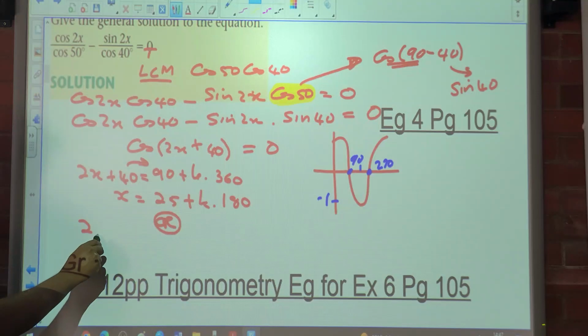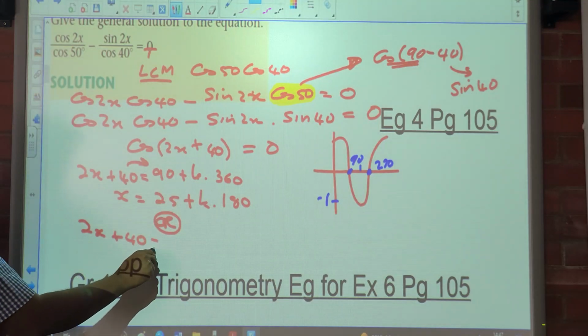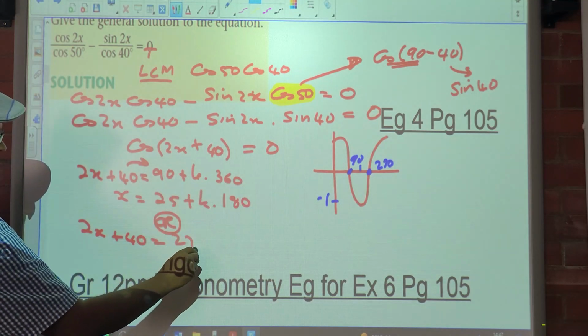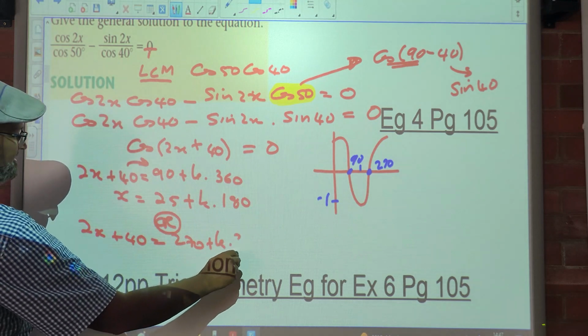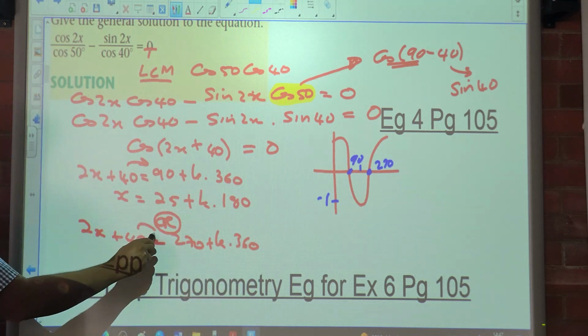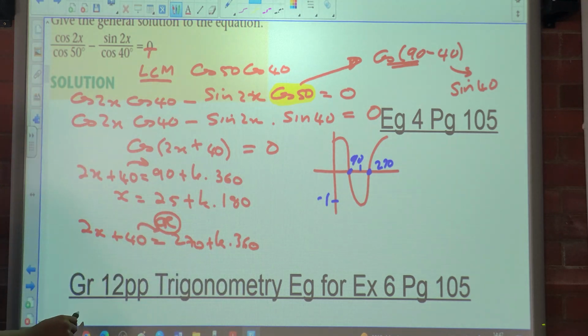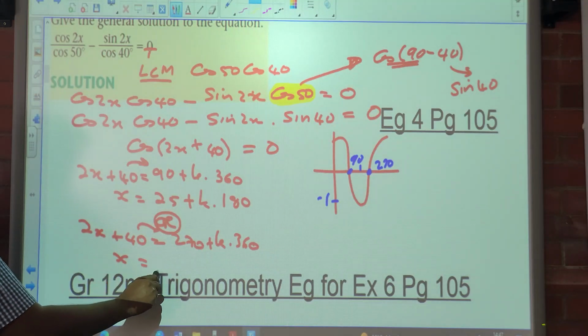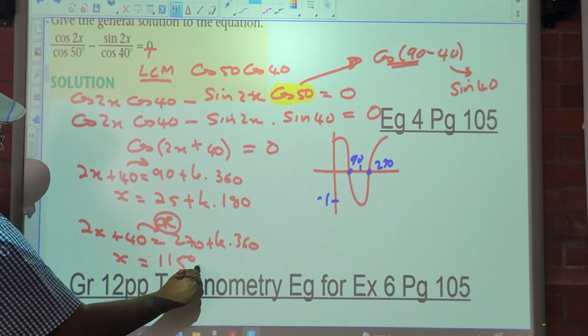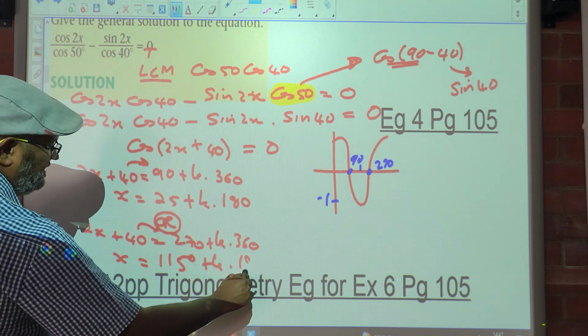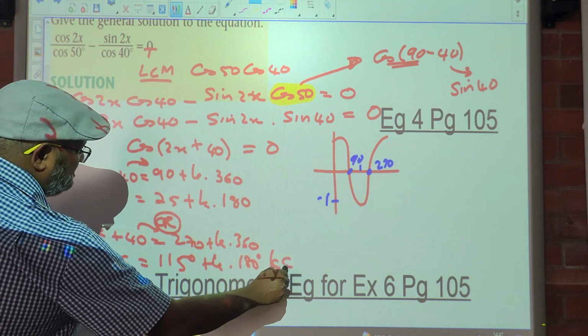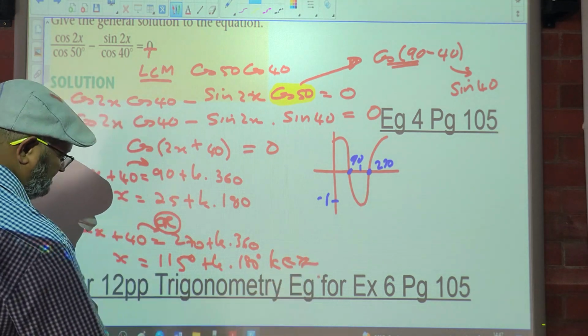And on the other end, we got 2x plus 40 equals 270 plus k times 360. Take that over the equal sign. 270 minus 40 is 230. Divided by 2 is 115 degrees plus k times 180, where k is an element of integers.